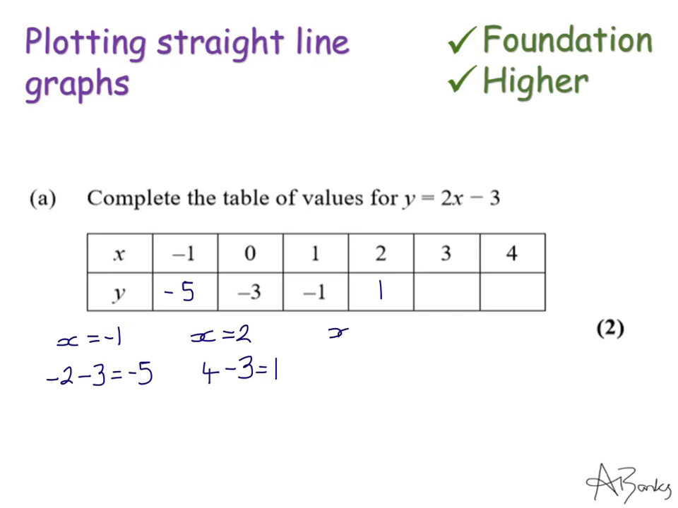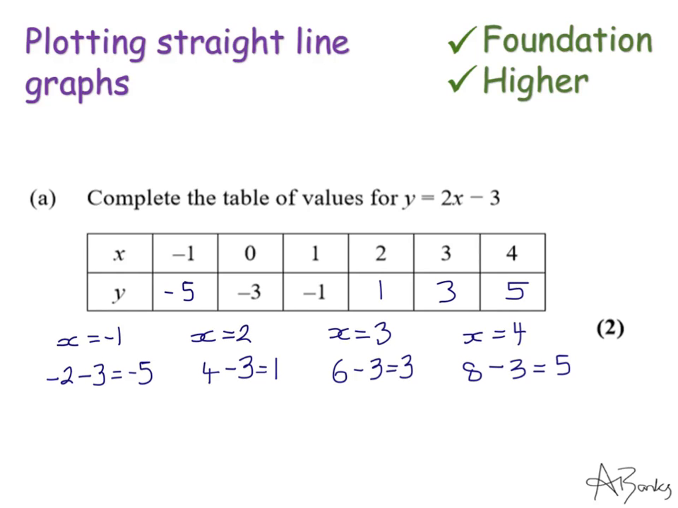When x is 3, 2 lots of 3 is 6, minus 3 is 3, and when x is 4, 2 lots of 4 is 8, minus 3 is 5. So that's my table of values.